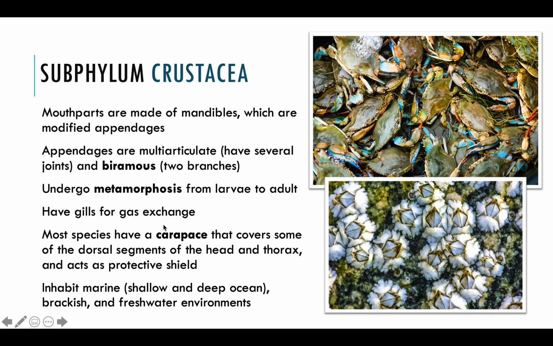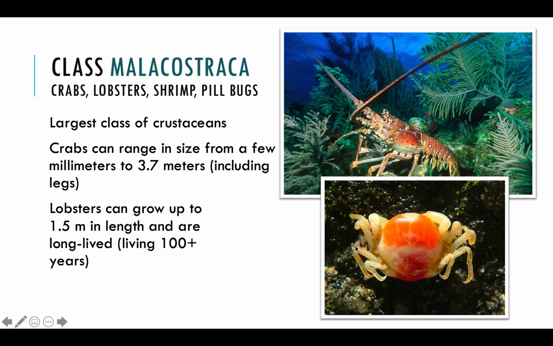They have gills for gas exchange, and most of these species are going to have a carapace that covers some of their dorsal segments of the head and thorax. So it's more of a protective shield. These consist of marine organisms, so living in shallow or deep ocean. They can even be in brackish or freshwater environments. So here we have blue crabs, and then we have some barnacles.